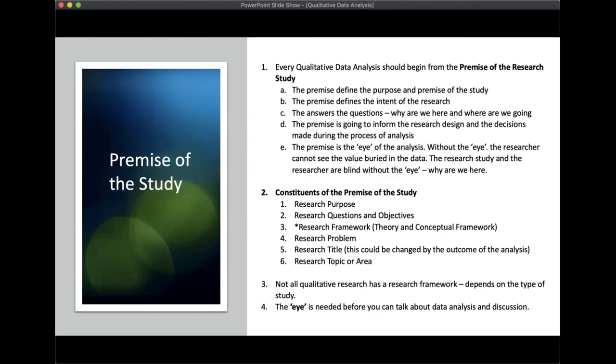Have we found something that can connect to other gaps in the research problem that we didn't put in our purpose? Have we found something that can even resonate with our title or inform the research title that we have? Have we found something that informed the general topic area? Let me give an example.